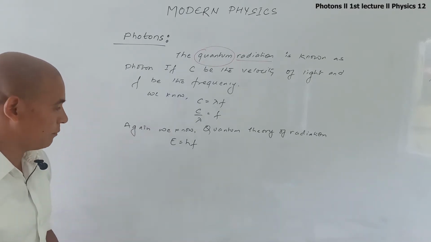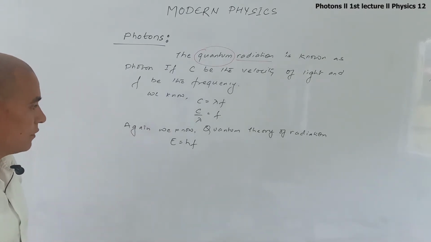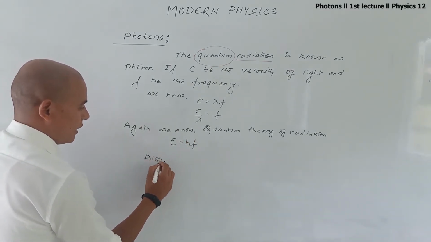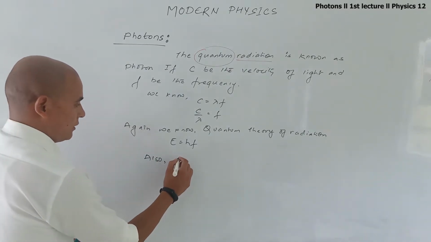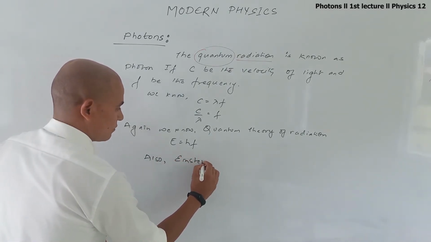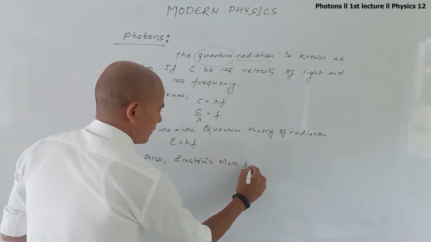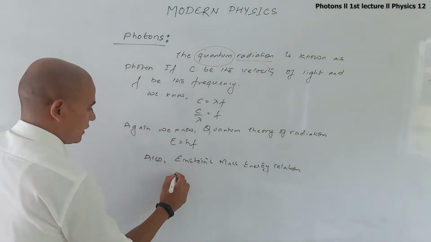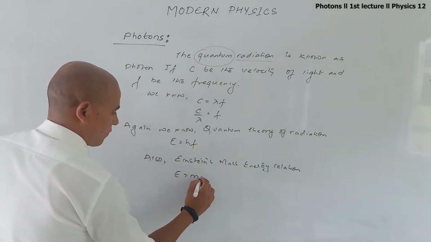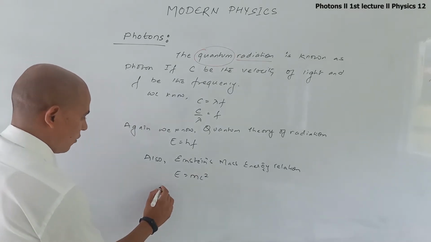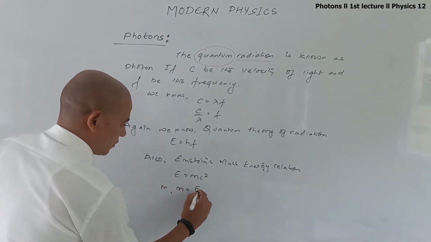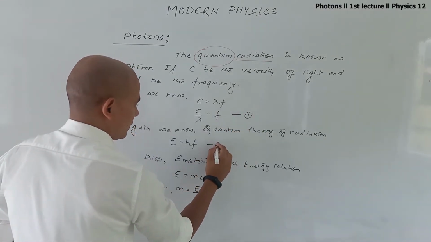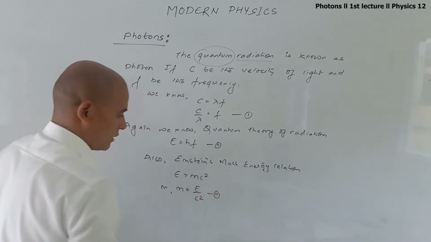So from this equation we can calculate the energy of the radiation. Also, from Einstein's mass energy relation, we can write E equals mc square, or m will be equal to E by c square. Let me write this as equation 1, this as equation 2, and this as equation 3.